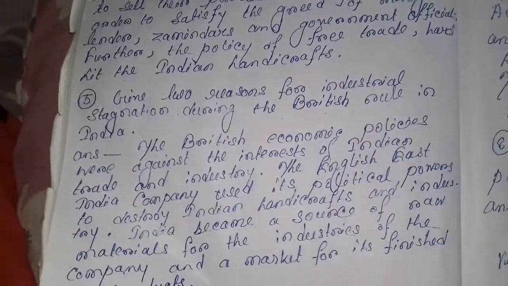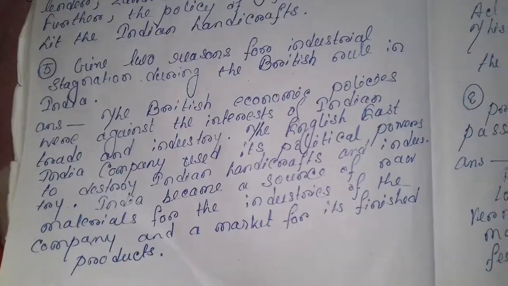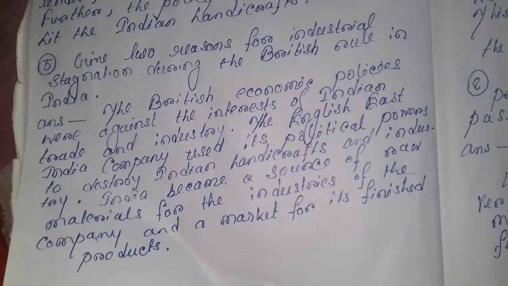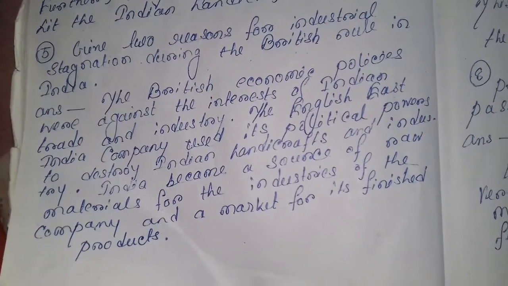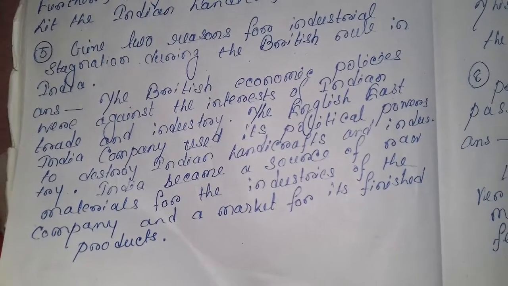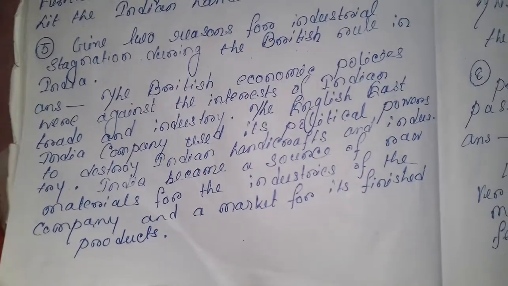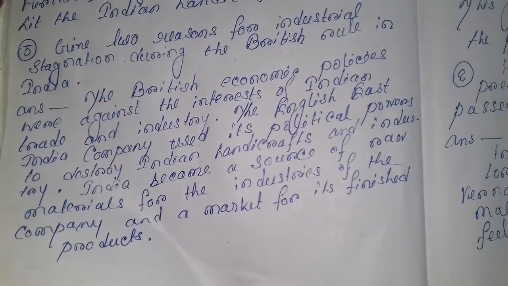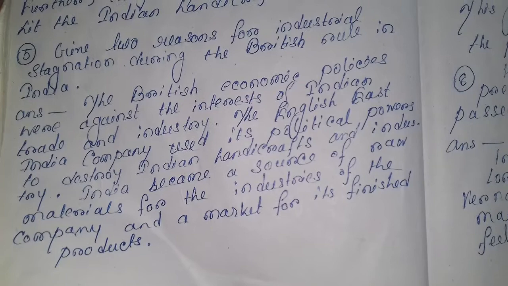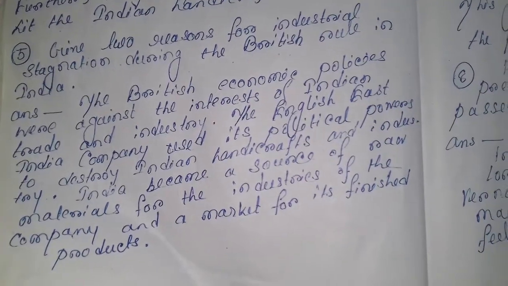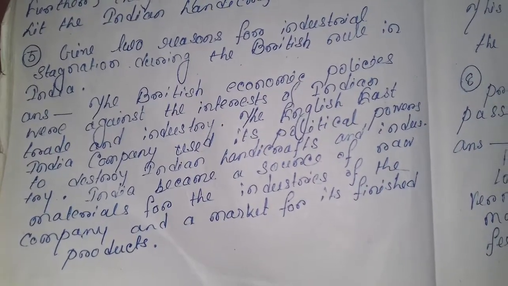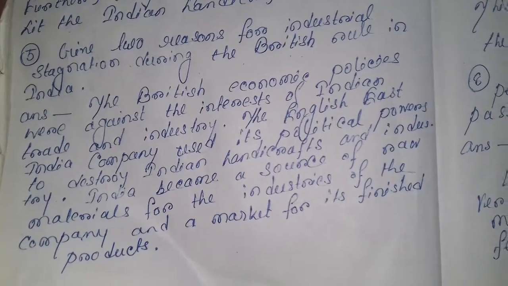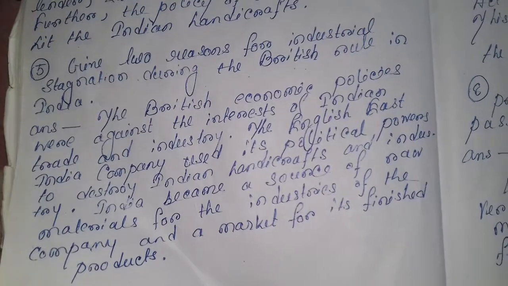Number 5. Give 2 reasons for industrial stagnation during the British rule in India. The British economic policies were against the interest of Indian trade and industry. The English East India Company used its political powers to destroy Indian handicrafts and industry. India became a source of raw materials for the industries of the company and a market for its finished products.